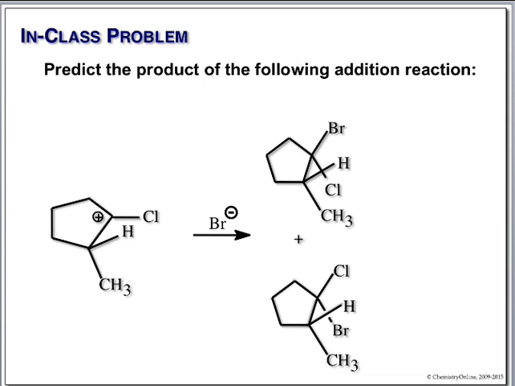Now, what if you wanted to name these things? We actually know 2 ways we could do it, don't we? We could do R and S on either carbon. That works fine. Or, since we just learned E and Z, go ahead and name these as E and Z compounds. R and S is actually preferred, but we just learned E and Z, so let's do that.